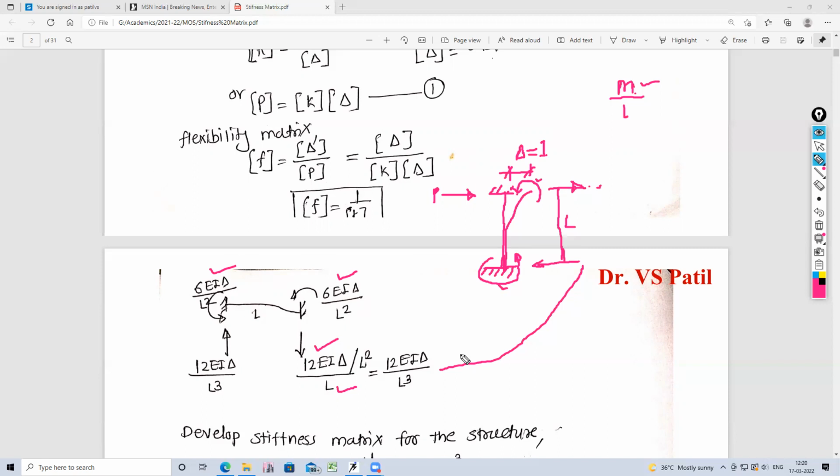In other words, if the question is what is the stiffness of the column whose both ends are fixed, the answer is always 12 EI upon L cube. That is the stiffness of the column. And delta value in stiffness analysis is always 1. Here also L, the length of the column, is in the denominator. So as the length of the column increases, it becomes more flexible, or stiffness goes on reducing.